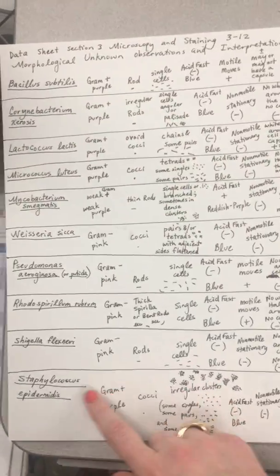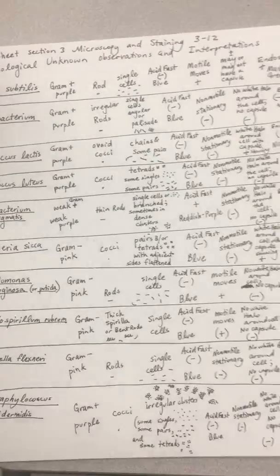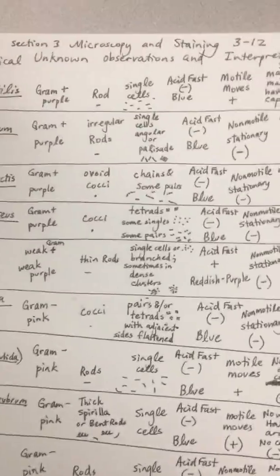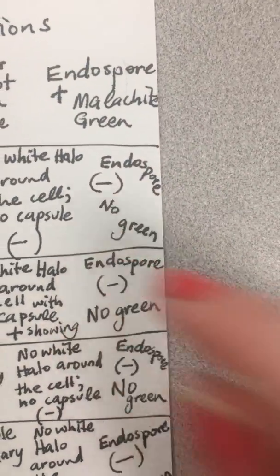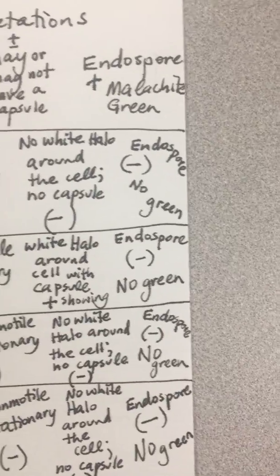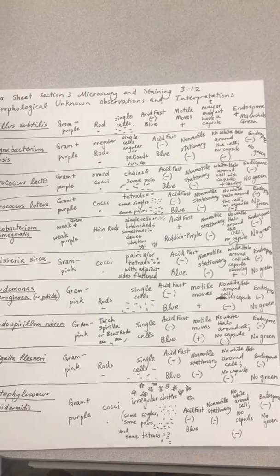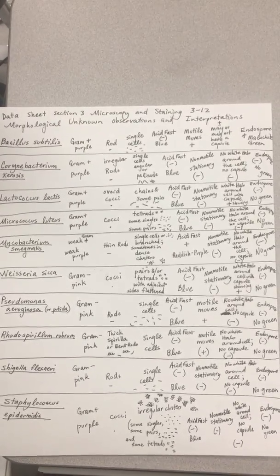So, if you notice, this one has a unique arrangement. That can help you identify it. Also, please note, whenever it looks like this, it is endospore negative, and there is no malachite green present in the slide. So, if you would like to take a screenshot at this time, it may benefit you during lab.